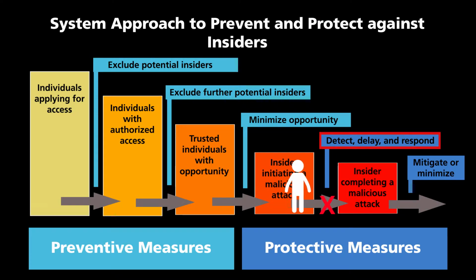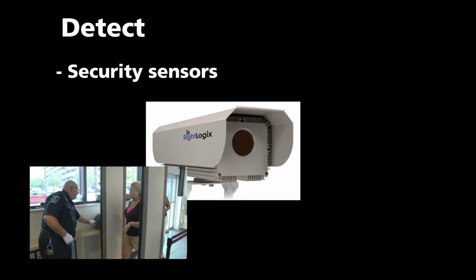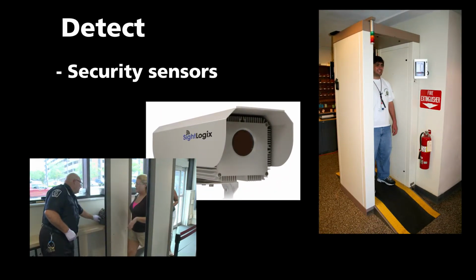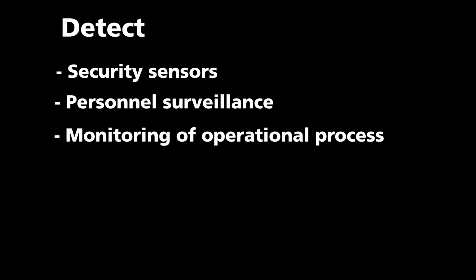Protection. The key components of protective measures are to detect, delay, and respond to malicious acts. Detect. An organization or facility can detect malicious actions through security sensors, for example, entry and exit controls, which may include X-ray inspections, searches, and metal detectors, personal surveillance, and monitoring of operational process.